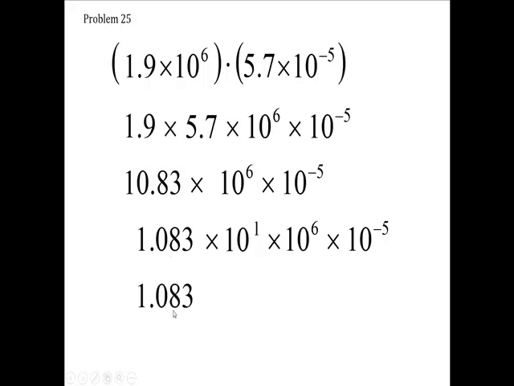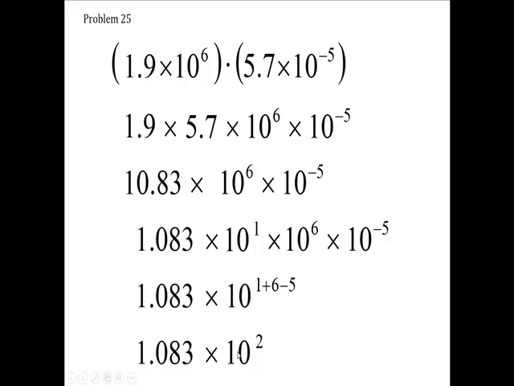Now we have that first number, 1.083, and then I have 10 to the 1 plus 6, then the minus 5, this number here. So I have the same number again, and I have 10. When you add 1 plus 6, you get 7, and 7 minus 5 is 2. So this is our number in scientific notation. If they ask for the number in scientific notation, this would be our final answer.